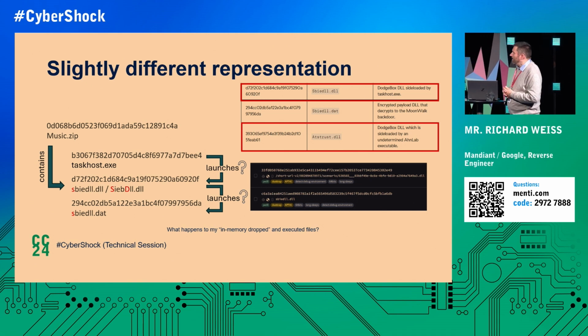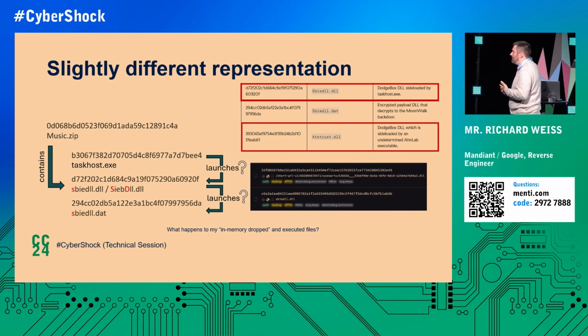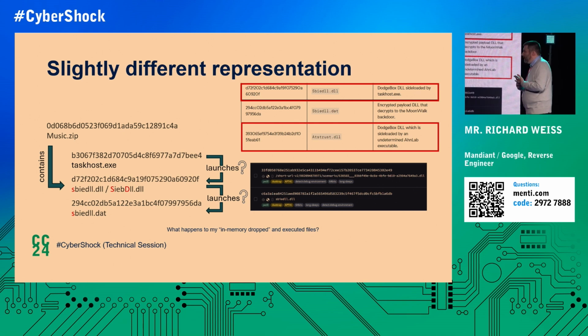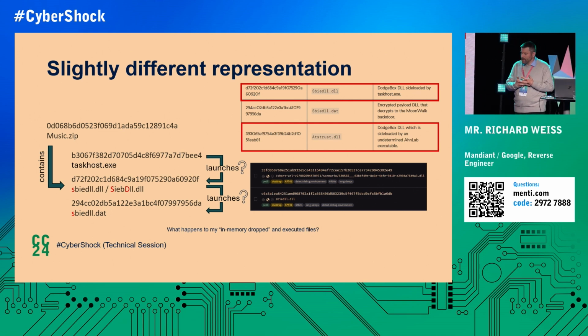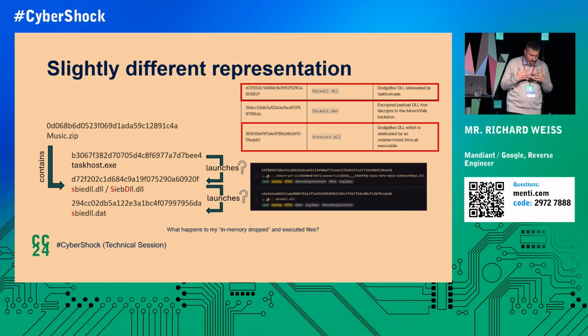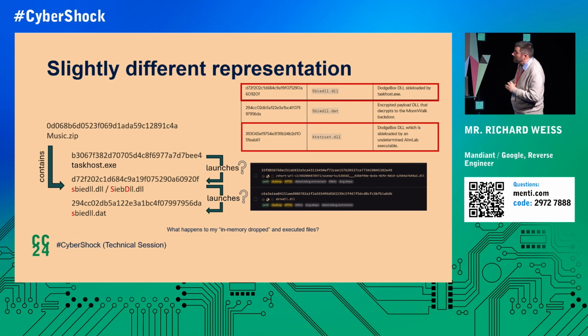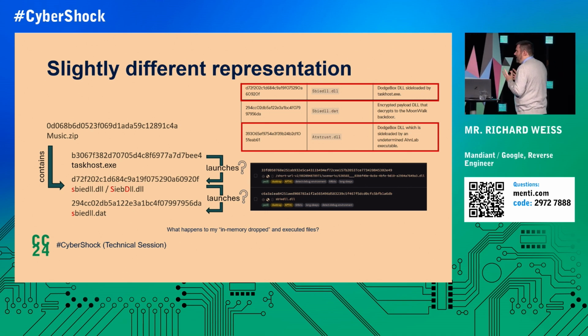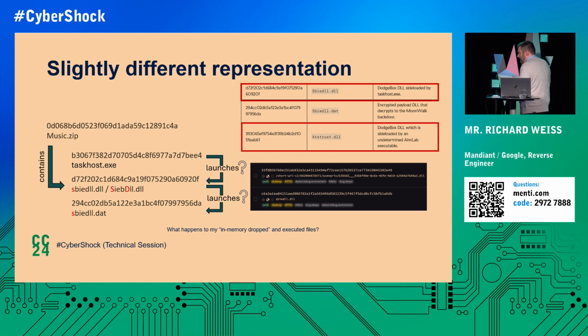So now we have the first file which delivers the next 3 files. It's music.zip. There we have a hash. Inside we have 3 files. Those 3 files are described in the report as well. But now we have the first problem.